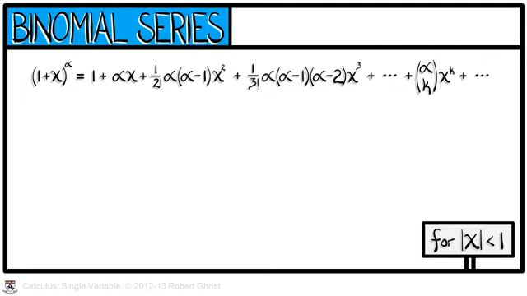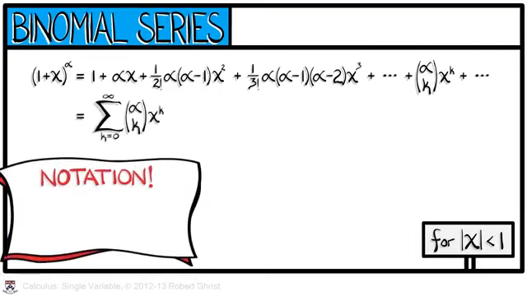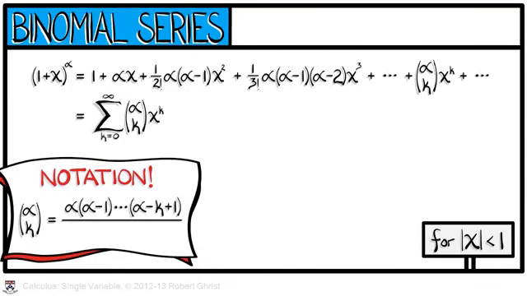Let me say simply that the kth order term is alpha choose k times x to the k, where by alpha choose k, I mean a binomial notation. This is the number alpha times alpha minus 1 times alpha minus 2 all the way down to alpha minus k plus 1. Take that product and divide by k factorial.